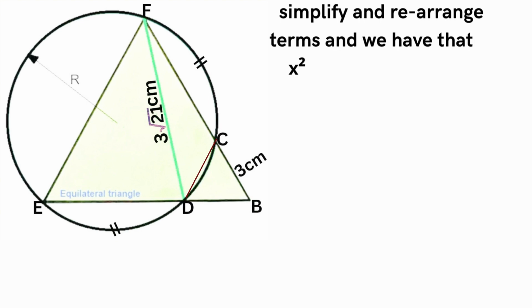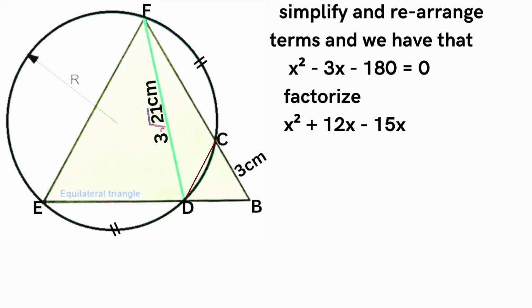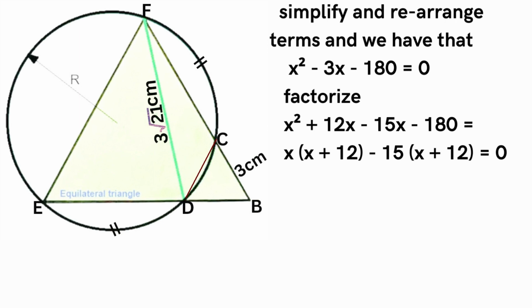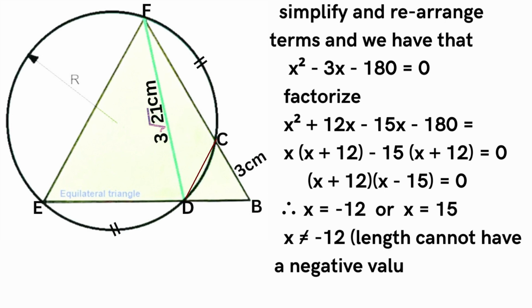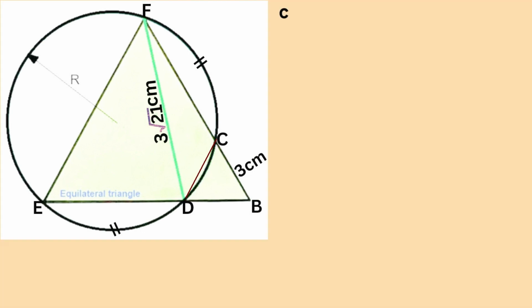Rearrange terms of the equation to one side and use the factorization method since it is factorizable, to have that either x equals -12 or x equals 15. Since a measurement of length cannot have a negative value, x is not equal to -12. Therefore, x equals 15 centimeters.